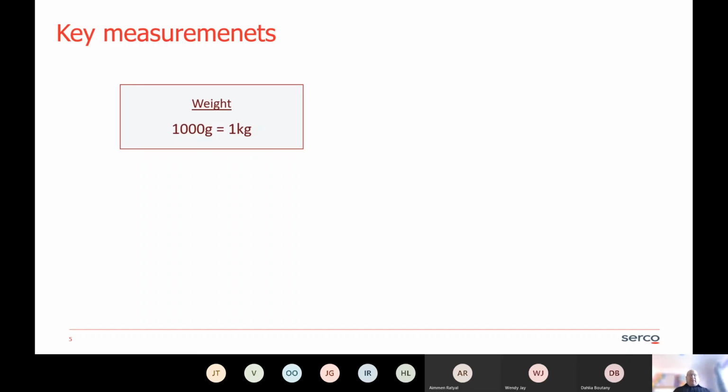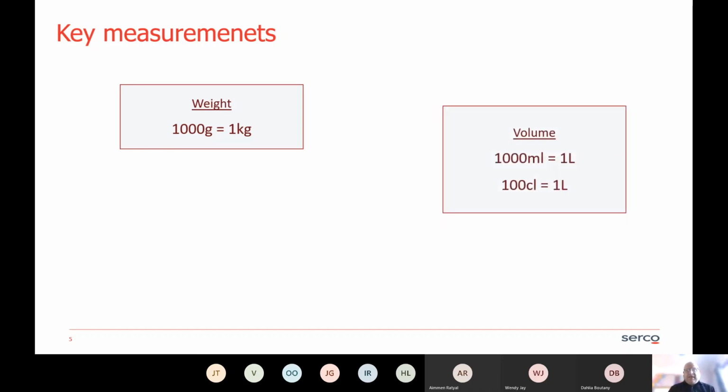In terms of weight, the main one to know is that if we weigh things in grams, 1,000 grams equals a kilogram. Kilo means 1,000, which is the way to remember it. In terms of volume, usually to do with liquids, 1,000 millilitres equals a litre, and similarly 100 centilitres also equals a litre. So as you can tell, 10 millilitres actually equals a centilitre. You don't usually do that conversion. It's usually millilitres to litres or centilitres to litres, and they are 1,000 or 100.